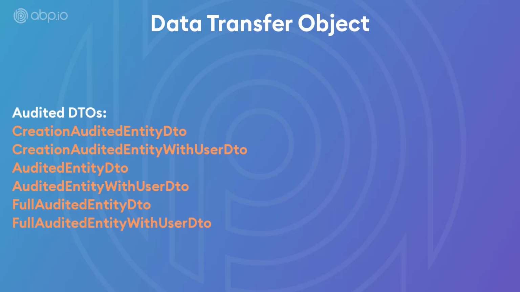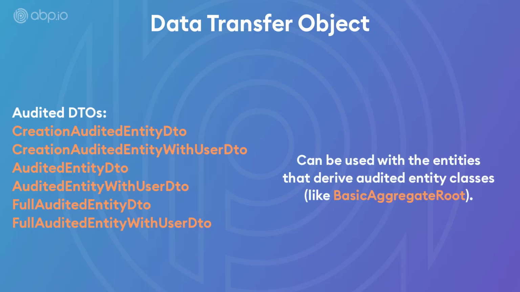And next up is the audited DTOs. If your entity inherits from audited entity classes, or implements auditing interfaces, you can use the following base classes to create your DTOs. From the creation audited entity all the way to the full audited entity with the user. And you can check out each of these classes so you can find out what they offer.